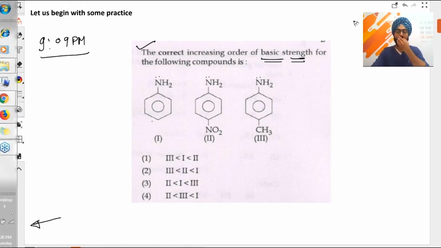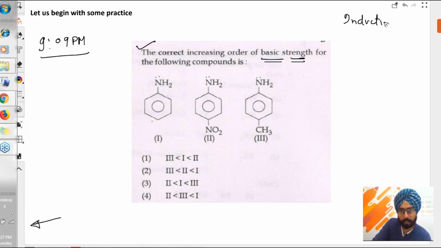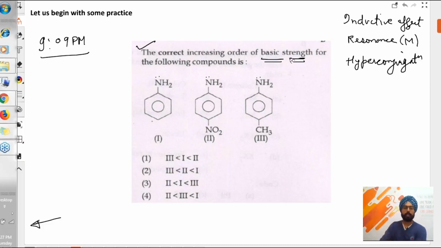Now, before we try to understand this question, the kinds of ways in which a substituent could donate or withdraw electrons from an organic species are the inductive effect. The other is resonance, which is also known as the mesomeric effect. I'll write M here. And then you have hyperconjugation. Hyperconjugation happens only in cases of methyl substituents, alkyl substituents. All right. So inductive effect, resonance, hyperconjugation.